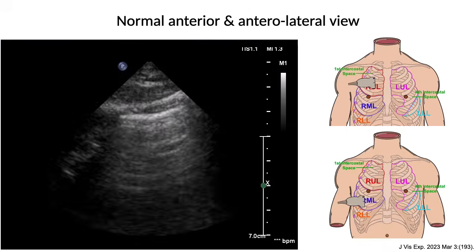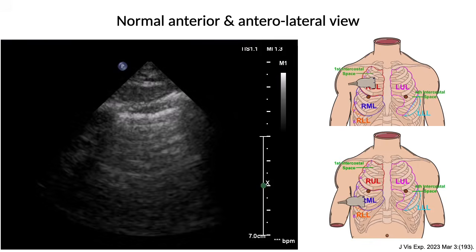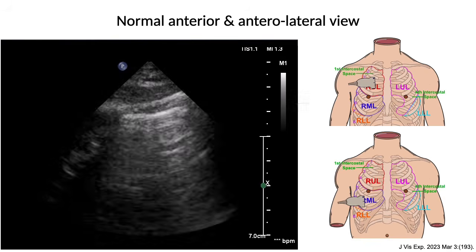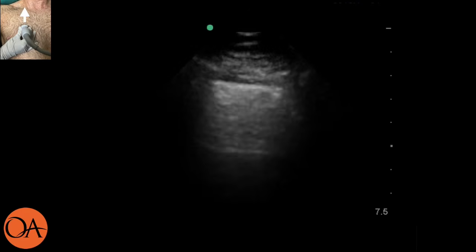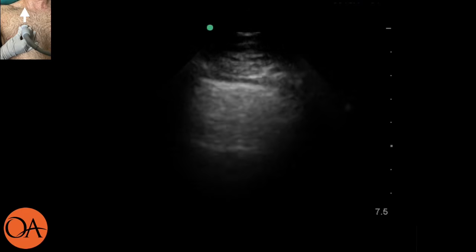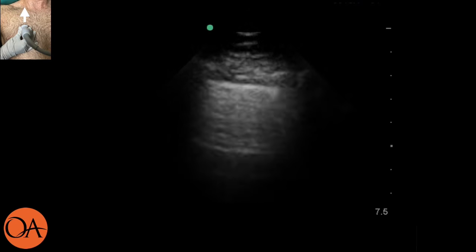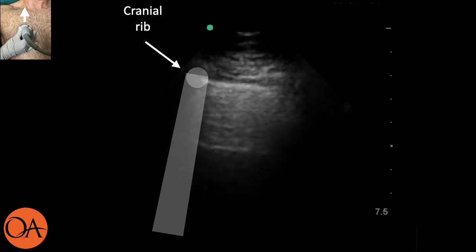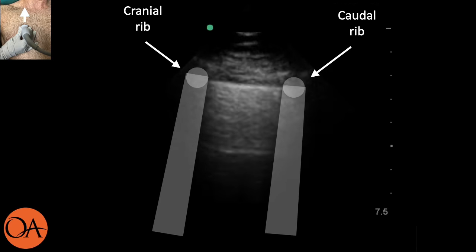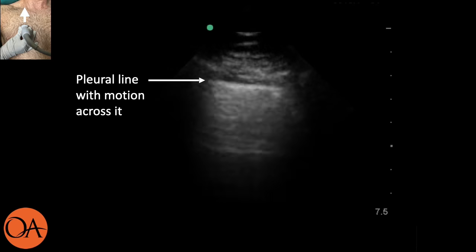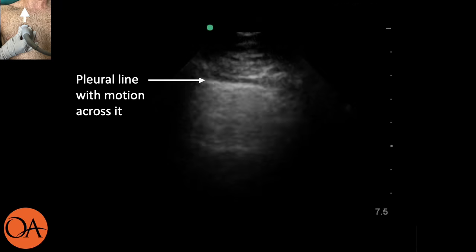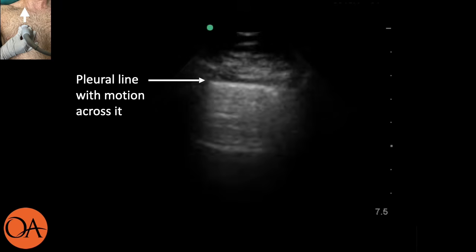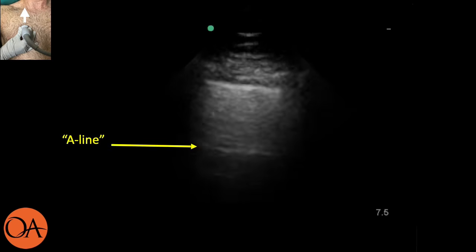Here's an example of an anterior and/or anterolateral view showing normal findings. Let's now take a look at what makes these findings normal. With the probe placed as shown in the top left of the screen, the anterior lung view should contain the following structures: a cranial rib casting its acoustic shadow, a caudal rib casting its acoustic shadow, the pleural line with motion across it that is synchronous with the patient's respiratory rate. We'll explain this motion momentarily. And a horizontal line called an A-line.